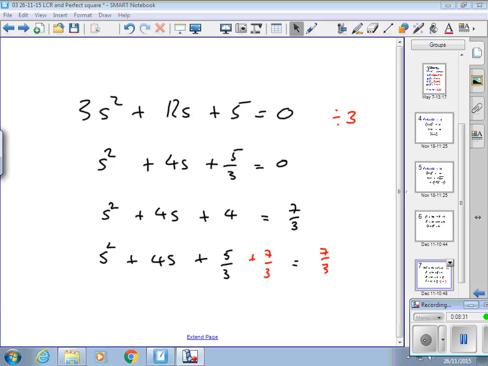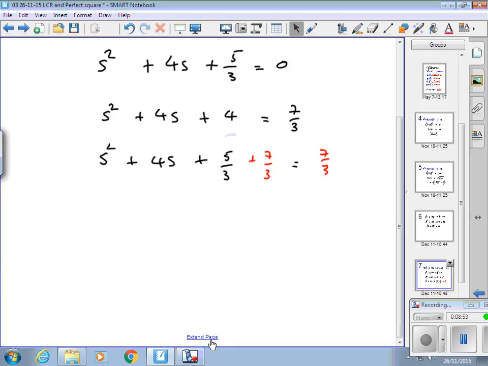So by way of explanation, what I've done is I've added 7/3 to both sides because I want this to be 4. And 5 plus 7 is 12, 12 over 3 is 4. So in other words, we add whatever we need to add to make this a perfect square, i.e. 4. But remember to add it to both sides. So now I can say that this equals S plus 2 all squared equals 7 over 3. And then I can solve it.